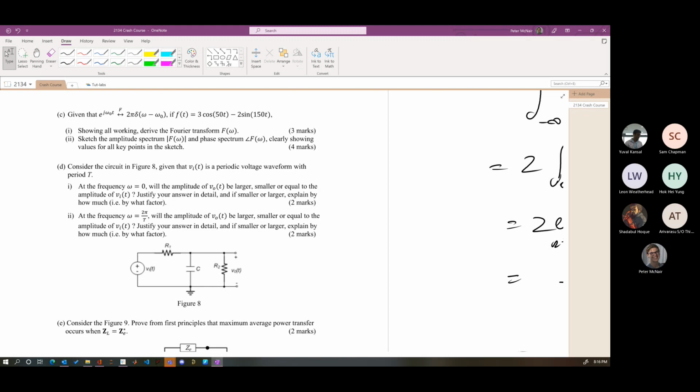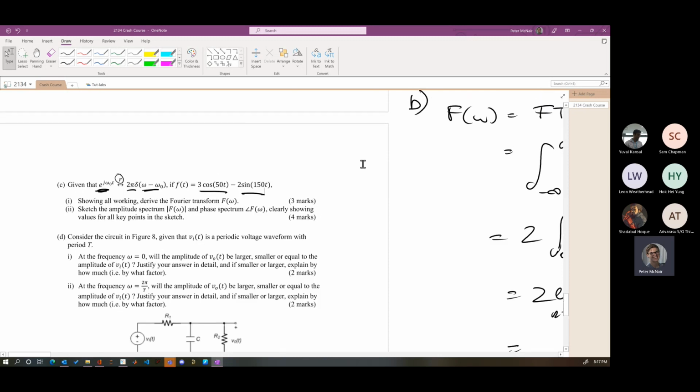So moving on to this question, unless Leon or Sam, you guys have got questions, I'll just wait for a bit. Okay, it's all good. So here we get given that e to the j omega naught t has a Fourier transform of 2 pi delta of omega minus omega naught. And then we get given this cosine and this sine.